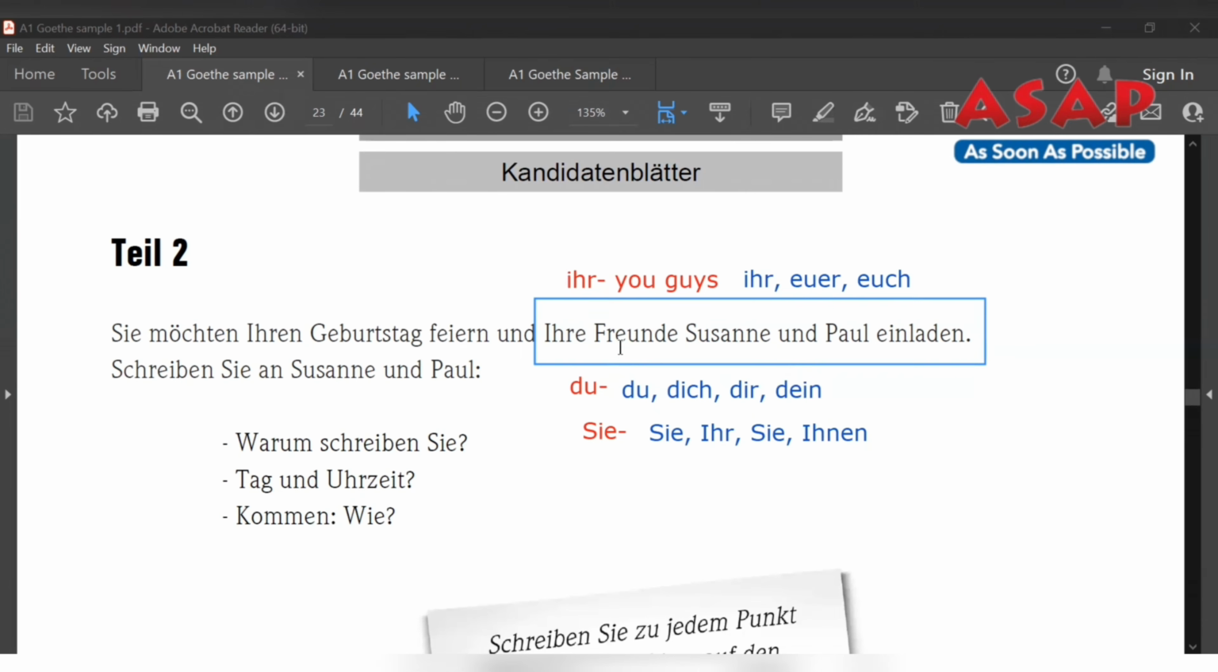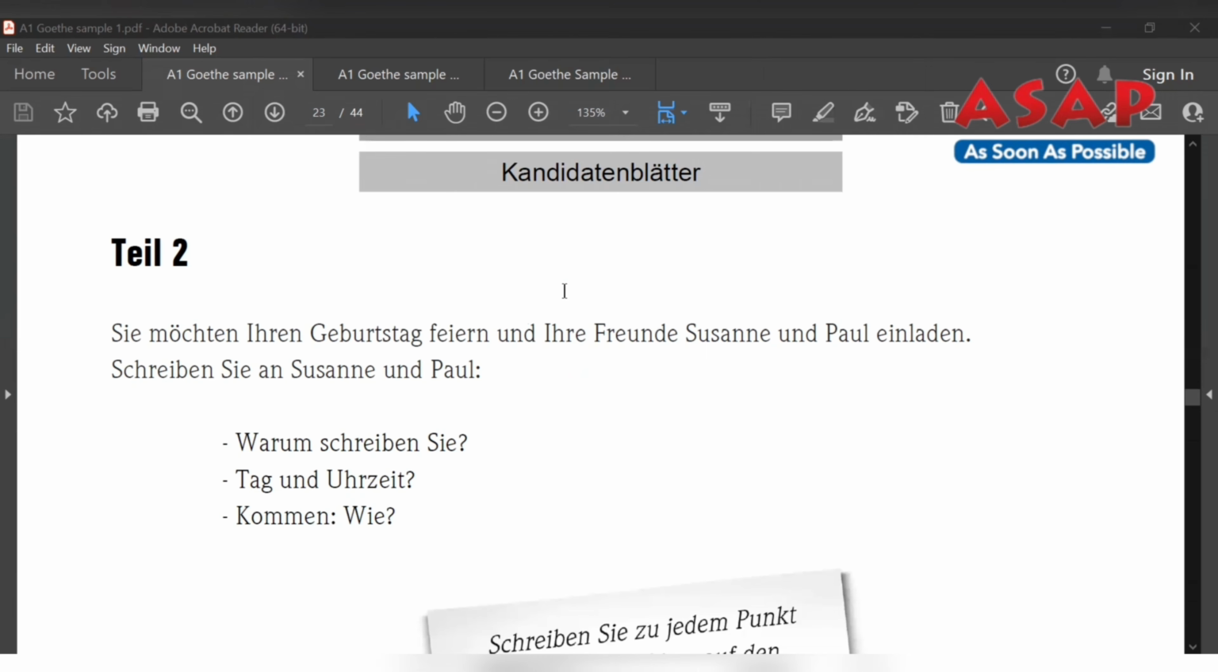Now here, as we understood that we are writing to our two friends Susanne and Paul to invite them, we have to write it in ihr form. So that is the second thing you need to understand. First thing, what is the theme? Who is writing to whom? That is the first part to understand. Second is if it is in du form, ihr form, or Sie form.